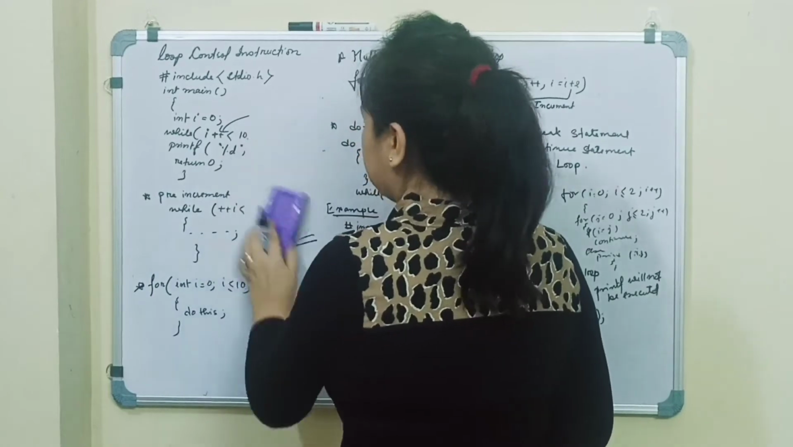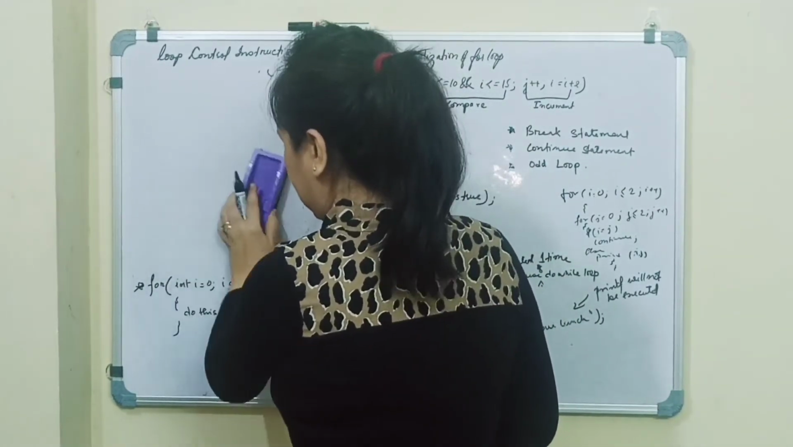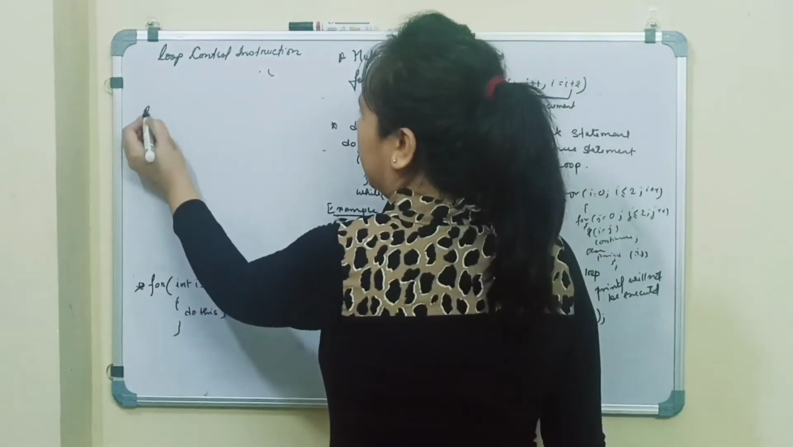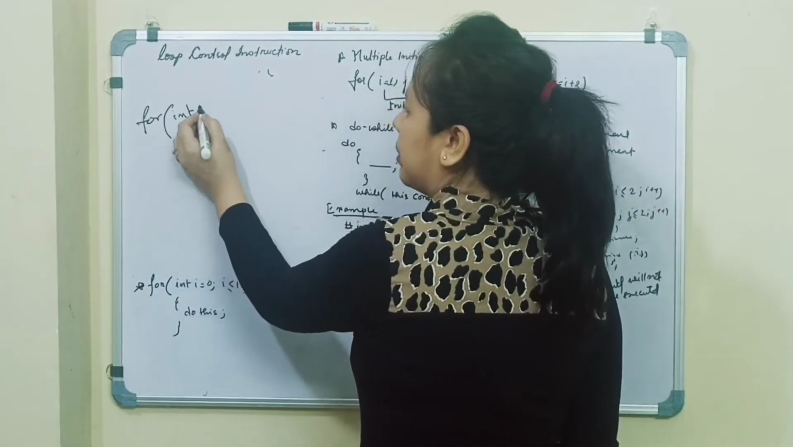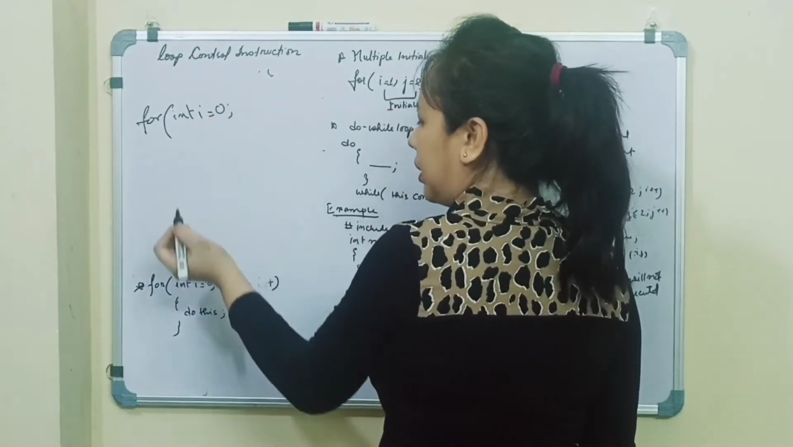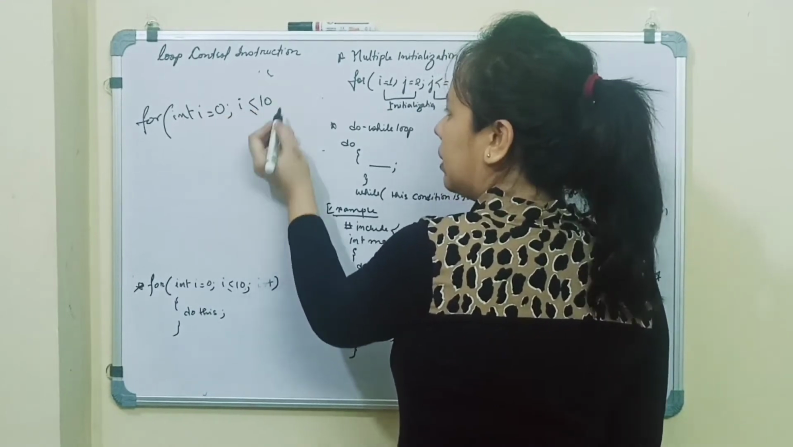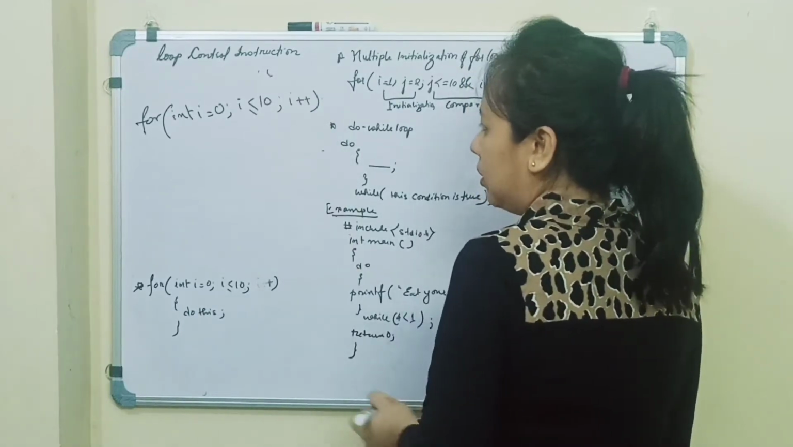Okay. So next we will be seeing how to use a for loop. We know that a for loop has three parts. First, the initialization part, i equal to 0. Then the comparison part, if i is less than or equal to something, then the increment part, i plus plus.